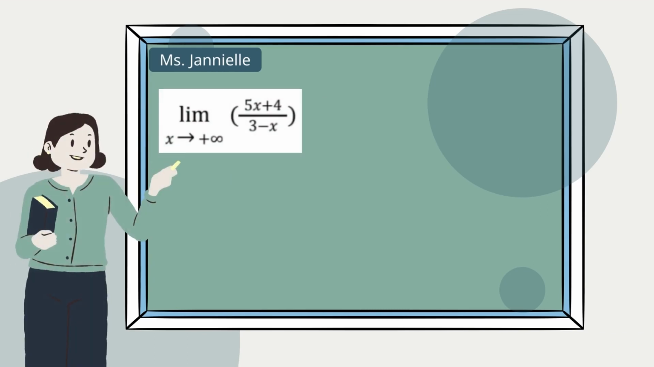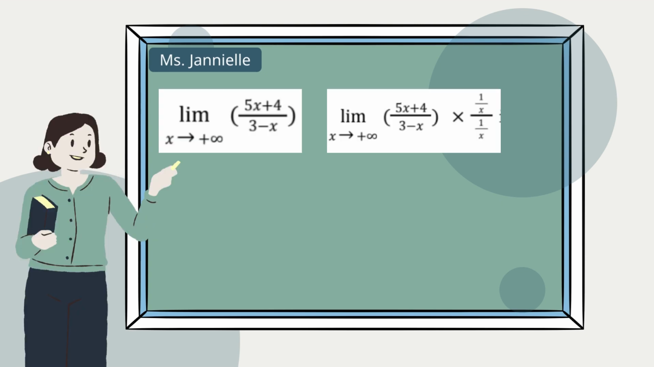Let's have some example that is more advanced and needs some manipulation. The limit of (5x + 4) over (3 - x) as x approaches positive infinity. In this problem, we will manipulate it. We will multiply the function by 1 over the highest exponent. The highest exponent is 1 since x is raised to 1.